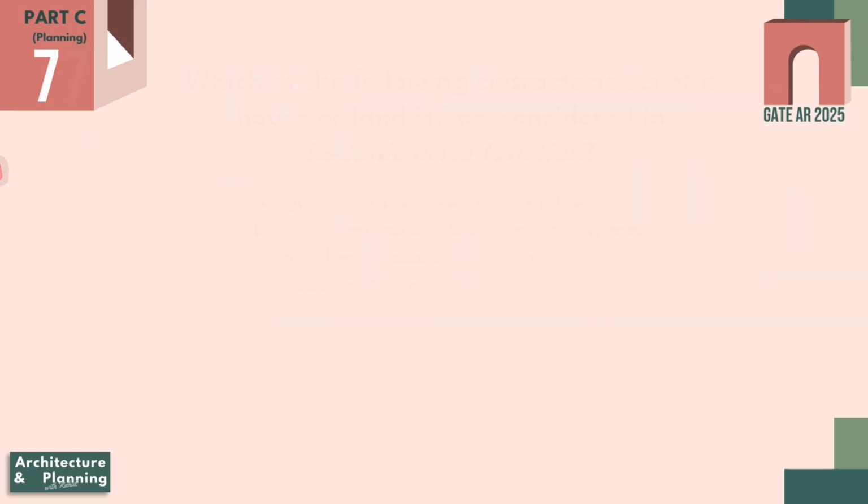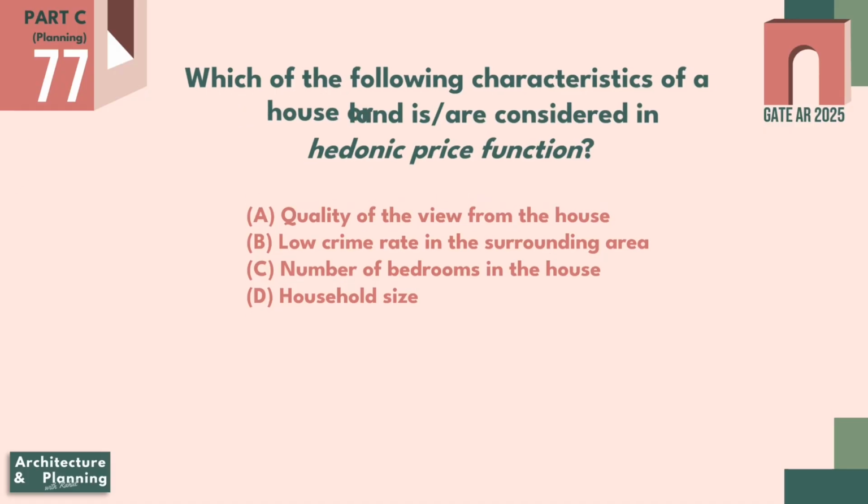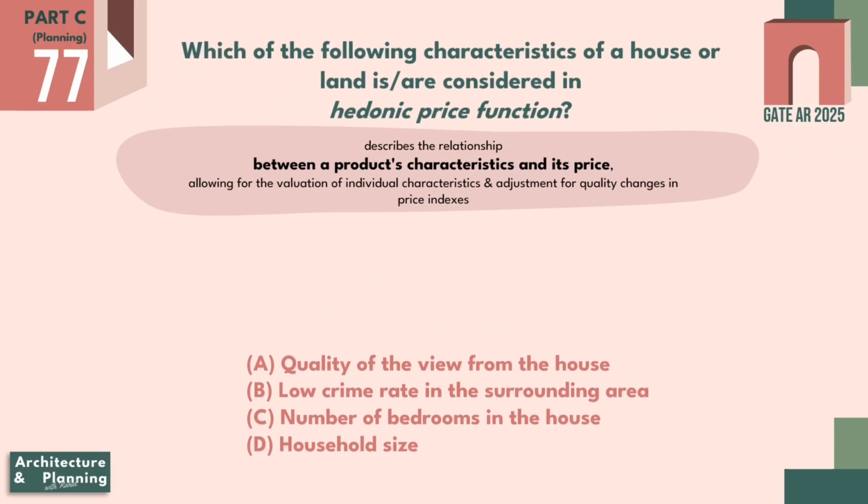Let's move to the next question. Which of the following characteristics of a house or land is or are considered in hedonic price function? So first, let's see what is hedonic price function. Hedonic price function describes the relationship between a product's characteristics and its price. And from this function, you can evaluate or adjust the price of a product based on several factors.